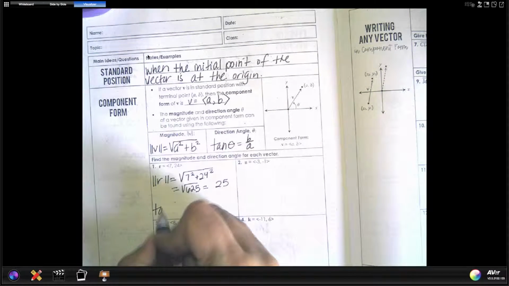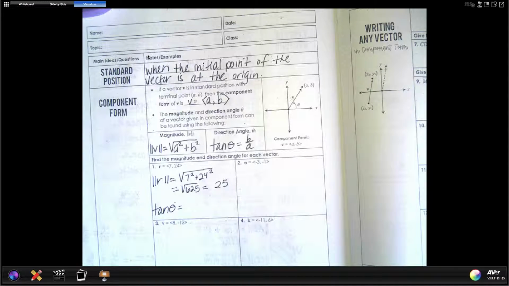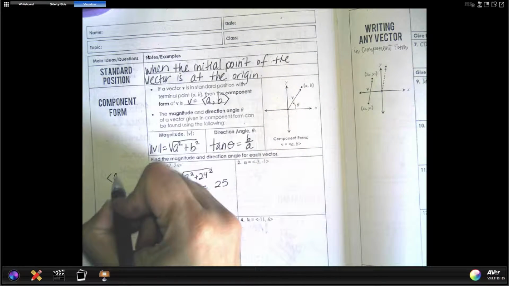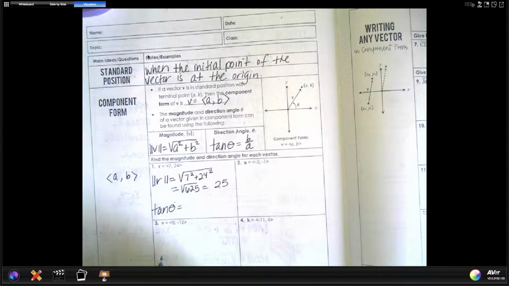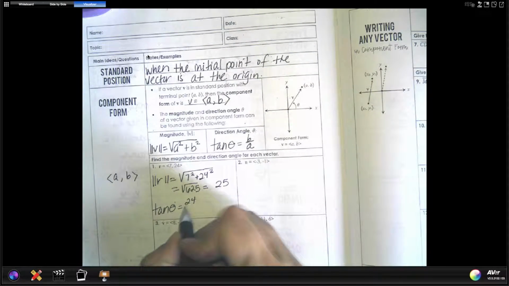If I want to find the direction angle for this vector, I would take the tangent of theta, and it's B over A. Remember, for your vector, first one's A, second one's B. So I'm going to take 24 over 7. So go ahead and get your calculator and let's find the angle. Do you remember what you need to put in your calculator to find that?